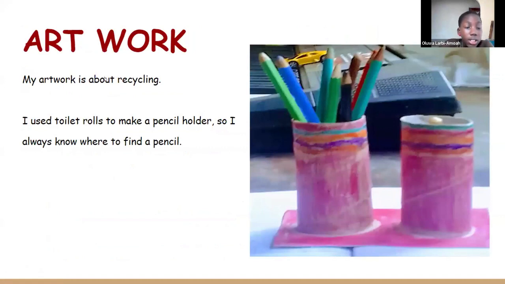Artwork. My artwork is about recycling. I used toilet rolls to make a pencil holder, so I always know where to find the pencil.